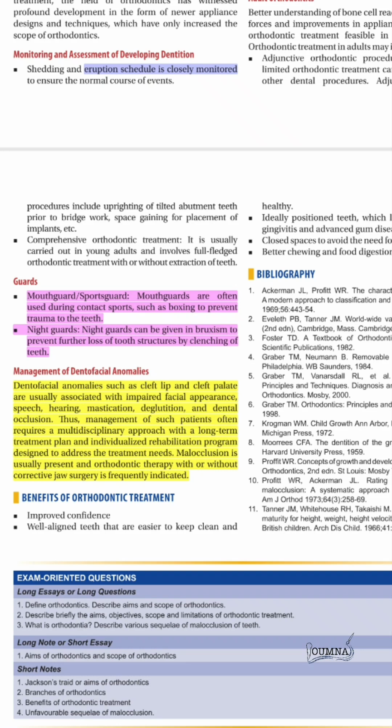Some procedures that are considered minor in orthodontics are the use of mouth guards, which are used when pressure is applied on the teeth when performing certain sports. So we make a guard that will protect the teeth, or if the patient has bruxism and clenches on the teeth, we use night guards, which is the same thing, but the patient wears it at night.